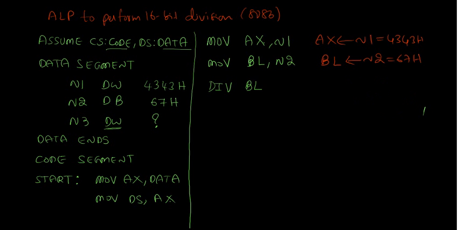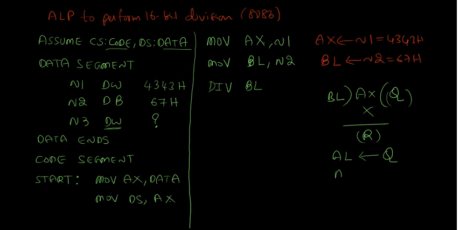When this instruction is executed, DIV BL, what will happen? The AX is divided by BL, you will be getting some quotient and some remainder. And after this instruction, the AL will be loaded with the quotient and AH will be loaded with the remainder, right? So that means now simply you can load the result variable with AX.